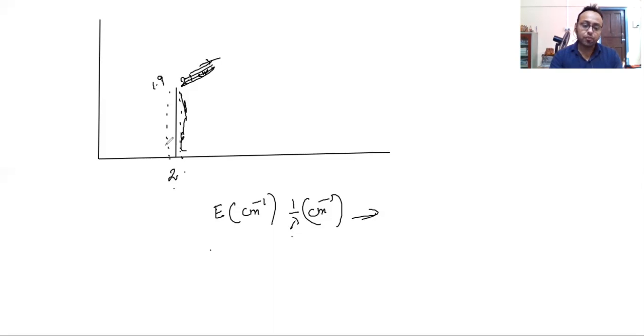Now you might ask the question, sir, how can I know whether the system is following the reduced mass effect or the normal one? Then I'll suggest you always use the reduced mass system. Use reduced mass, because that is more accurate.